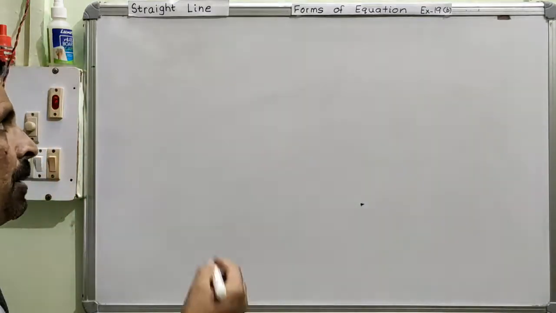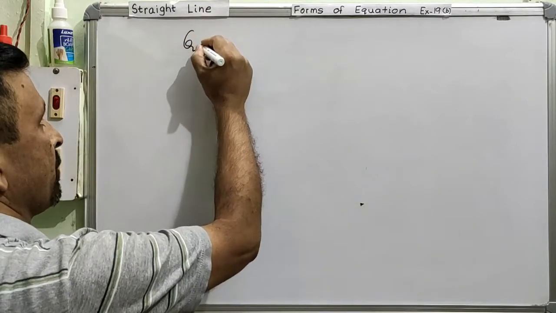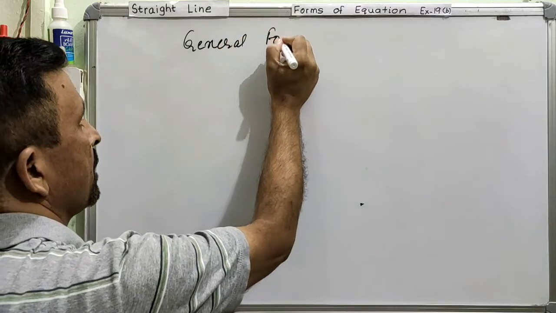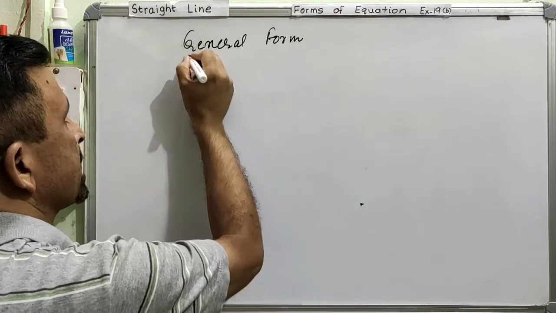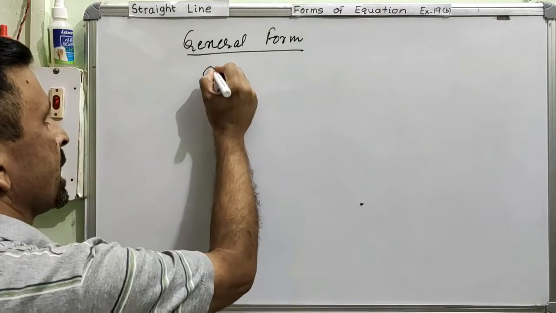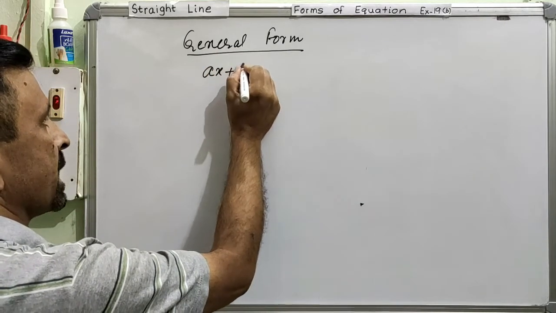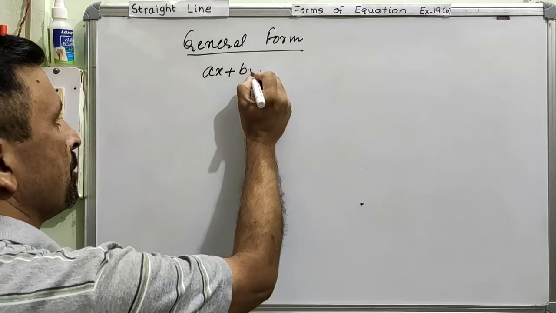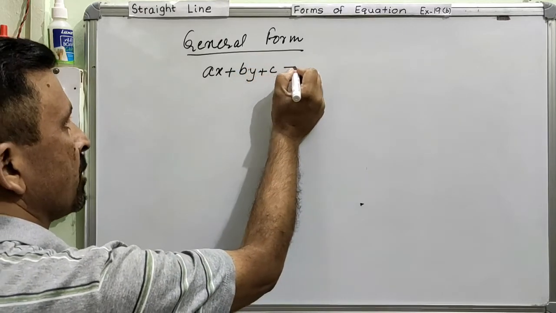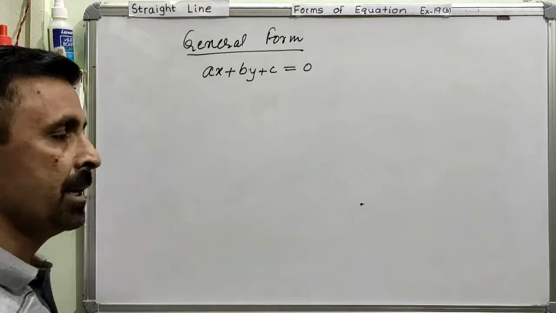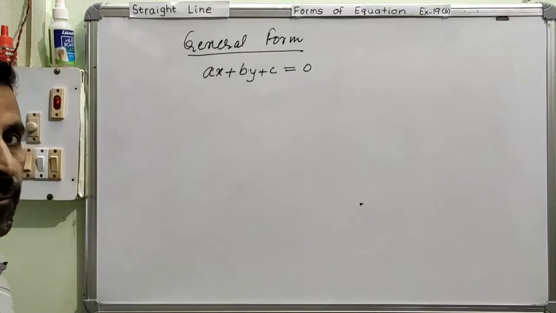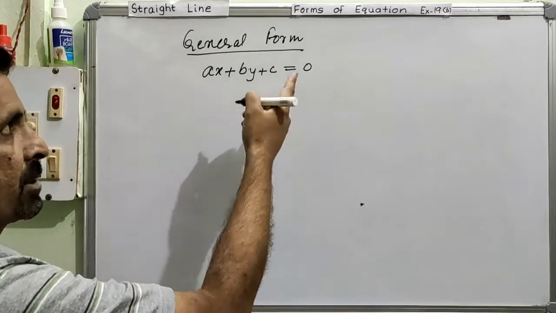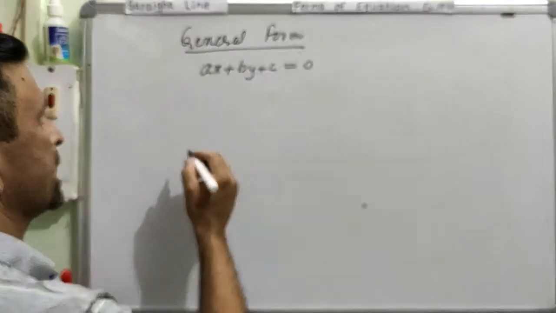So the first form of linear equation we call the general form. In this form, we write all the terms on one side: ax plus by plus c is equal to 0. This is called the general form. Clear? We have an advantage in writing the equation in the general form. I will tell you a little bit about it.